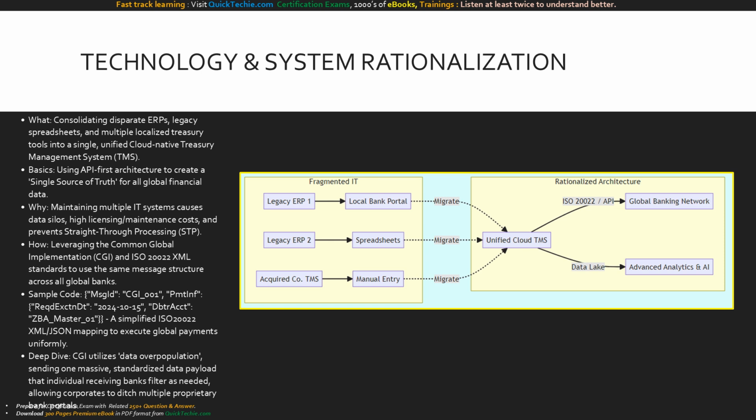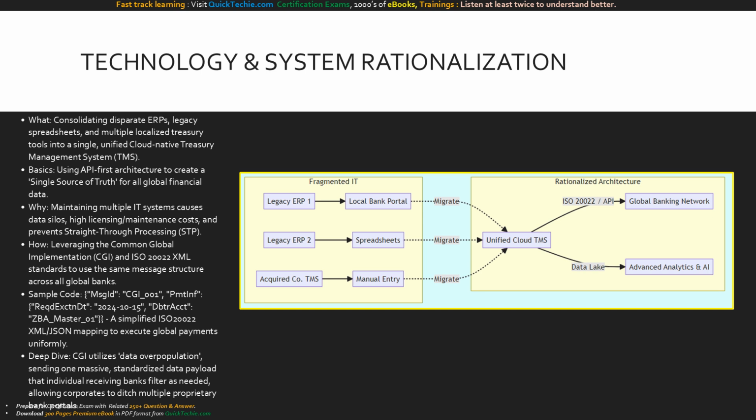On screen is a simplified sample payload mapping. Rather than logging into 5 different bank portals, our unified system fires one standardized instruction to route funds globally. Our deep dive reveals the genius of CGI. It uses data over population. Our TMS sends one massive, standardized data payload, and the receiving banks simply filter out what they don't need. Redundant bank portals are eliminated.